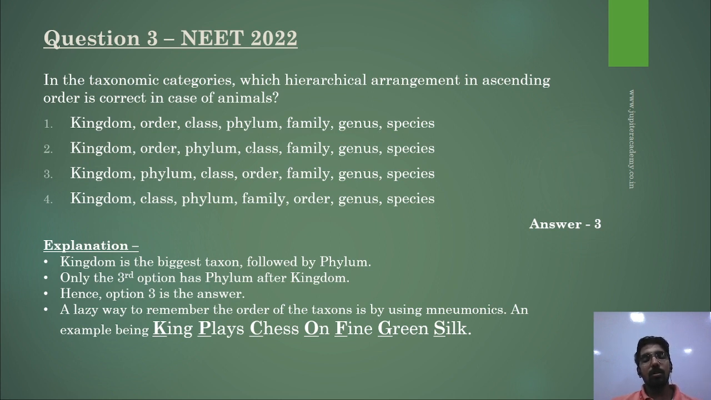But if you still want to keep this order in mind and you're not able to, normally how I keep it in mind is that kingdom is the largest taxon, phylum is the second largest taxon, and genus and species are the smallest taxa from the bottom.